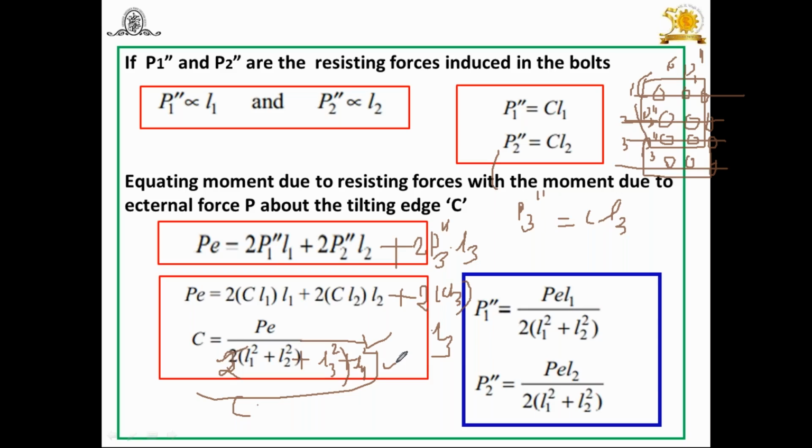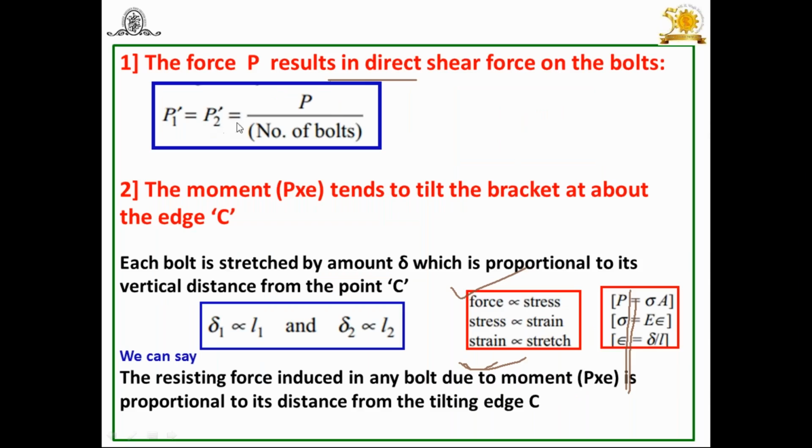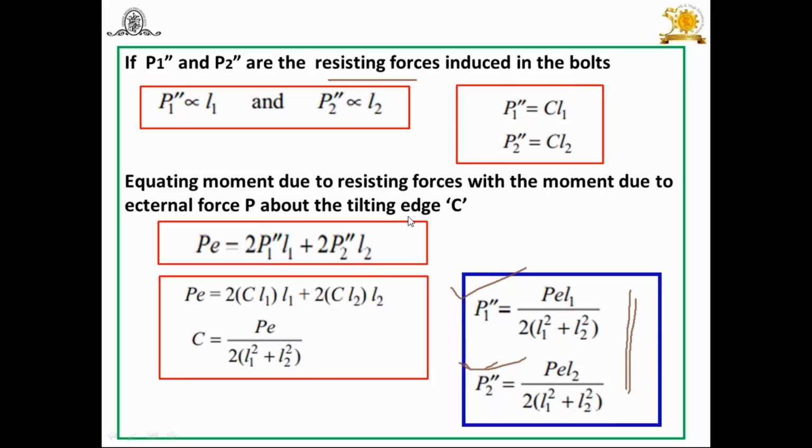In examination, sometimes in one row 2 bolts, positions 1, 2, sometimes 3 bolts, or 3 rows, sometimes 2 bolts, 3 rows. Whatever may be the situation, accordingly you can modify this relation. Try to understand. This is a very important thing. But here only 2 positions, 4 bolts. That's why you will get P1 double dash is equal to this, and P2 double dash is equal to this. Now you have resisting forces P1 double dash, P2 double dash, and you have a direct shear force because of the load P. I have already told how to calculate it: P1 dash is equal to P2 dash is equal to P upon the number of bolts.